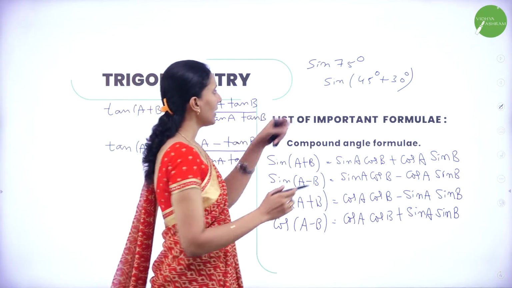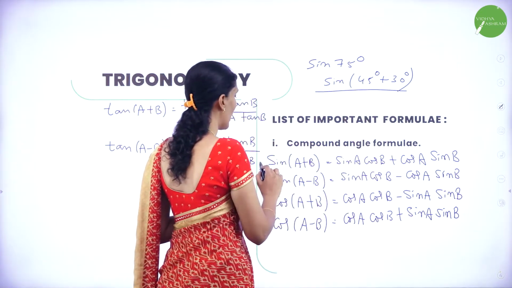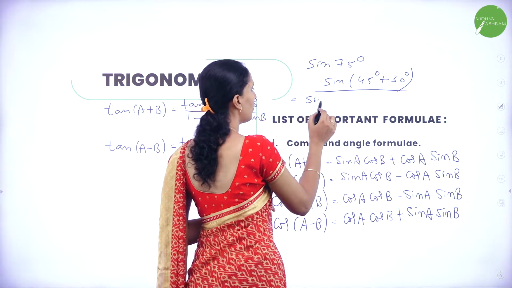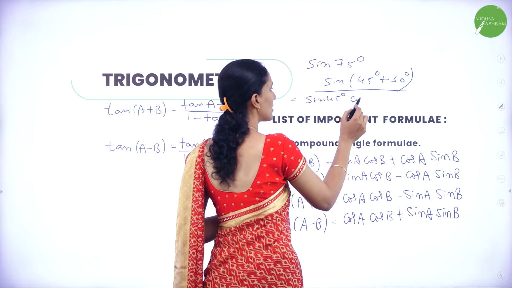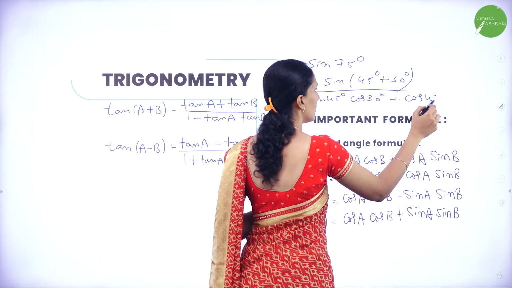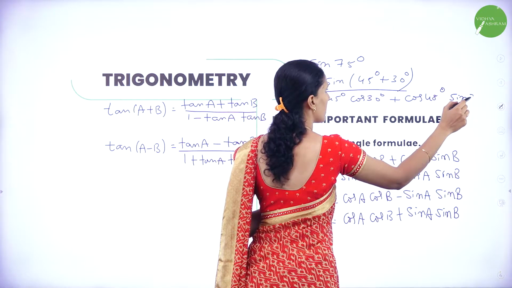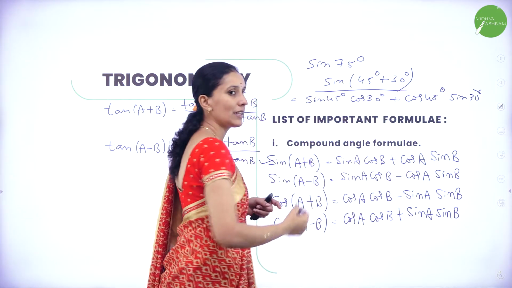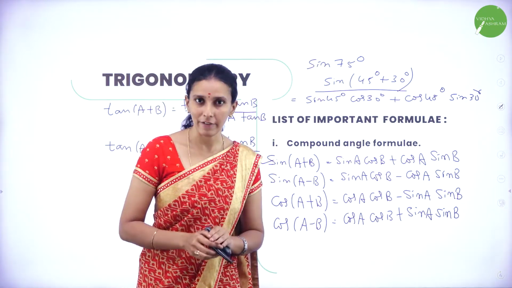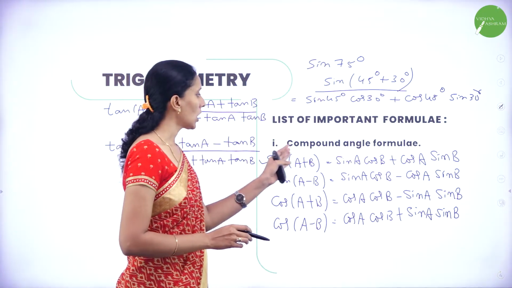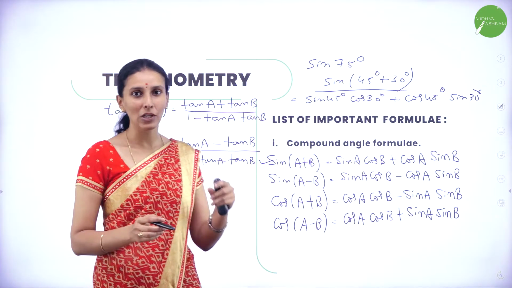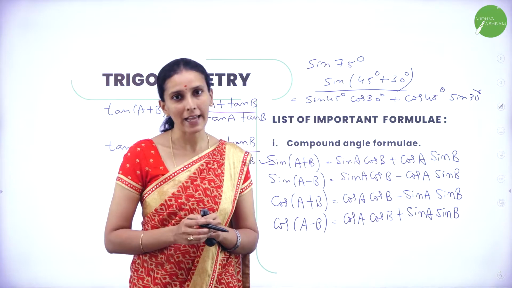So applying the sine A plus B formula here, this can be written as sine 45 cos 30 plus cos 45 sine 30. So substituting the standard values and solving, we can find the value of sine 75 degrees. Therefore, the compound angles formulas are necessary to find the values of certain trigonometric angles.